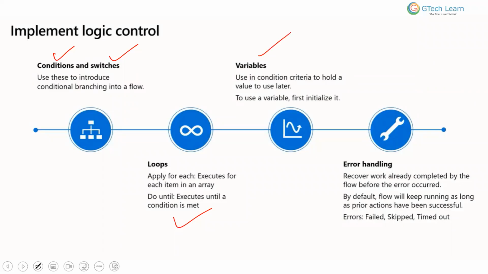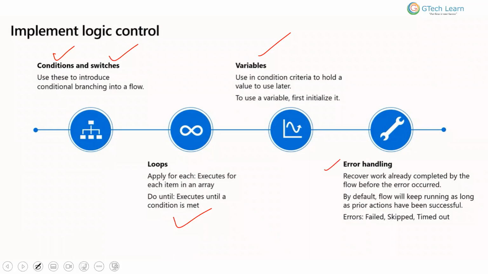We can also utilize some custom variables, whether it's some static variable I wanted to use, or maybe some dynamic variable, by extracting the value from a respective Dataverse table or from any other source of tables itself. We can also utilize the error handling.